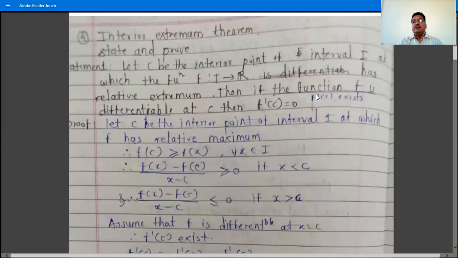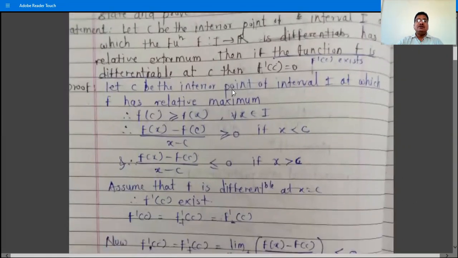Another format of the statement is: if the function f is differentiable at x equal to C, means f dash C exists, then prove that f dash C is equal to 0. Up to this, all the things are given. That is, we are given that C is the interior point of the interval I, and this function f from I to R has a relative extreme, and the function f is differentiable at the point C, that is f dash C exists.